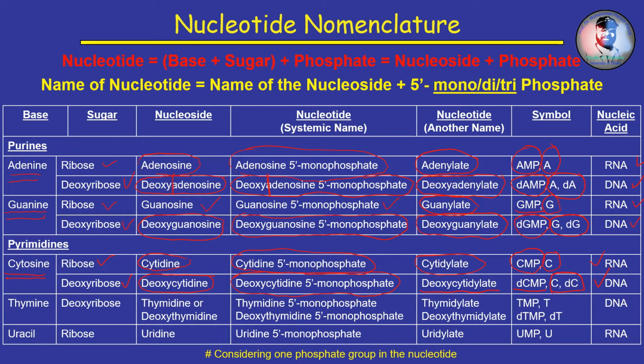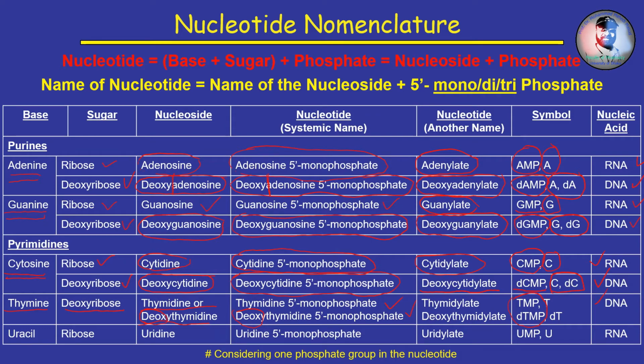If the base is thymine and the sugar is deoxyribose, then the name of the DNA's nucleoside is deoxythymidine or thymidine, and the name of the nucleotide is deoxythymidine 5' monophosphate or thymidine 5' monophosphate. Even if we don't write the deoxy part in the name of the nucleoside or nucleotide, in that case, no problem, because thymine is present in DNA's nucleotide only. The symbol of the nucleotide is dTMP or TMP.